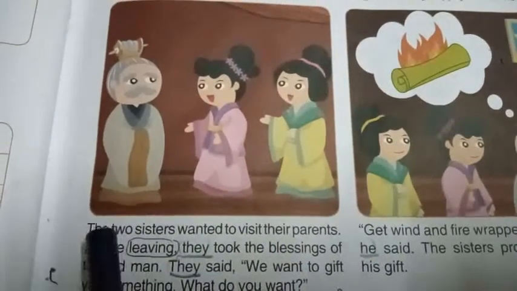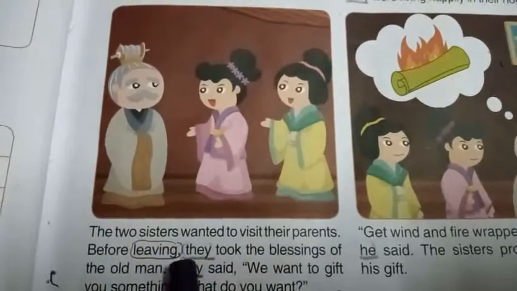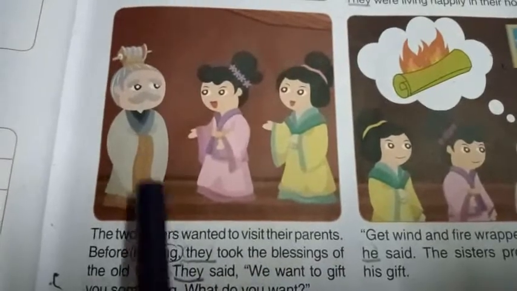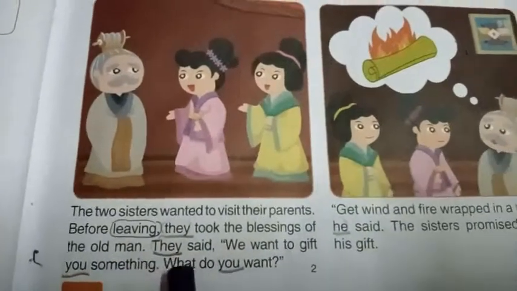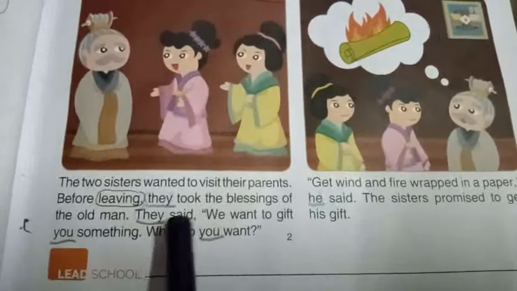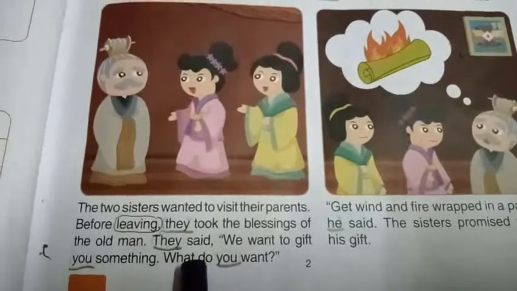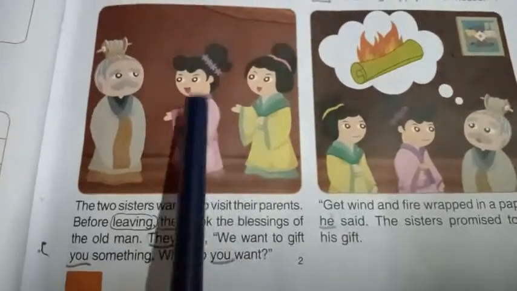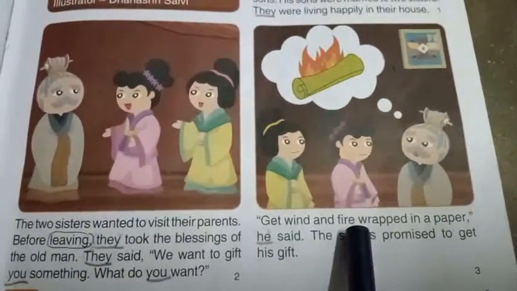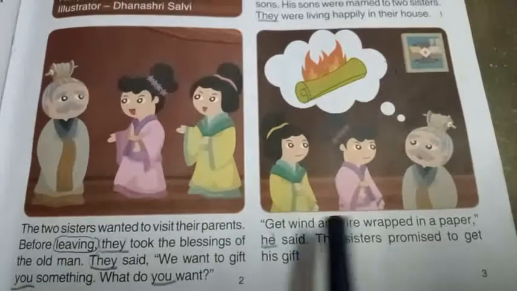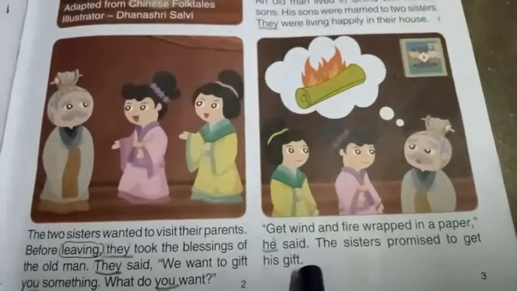I read the story right. The 2 sisters wanted to visit their parents. Before leaving, they took blessings of the old man. They said, "We want to gift you something. What do you want?" Right? This is page number 2. Next, page number 3. "Get wine and fire wrapped in a paper," he said. The sisters promised to get his gift.